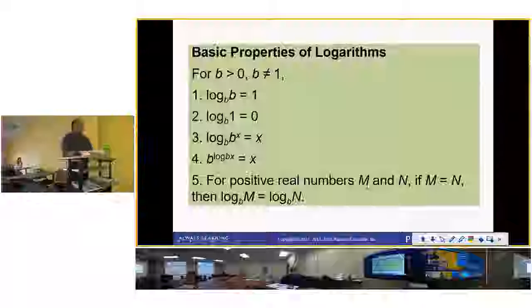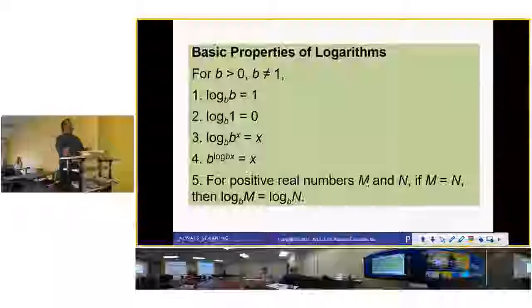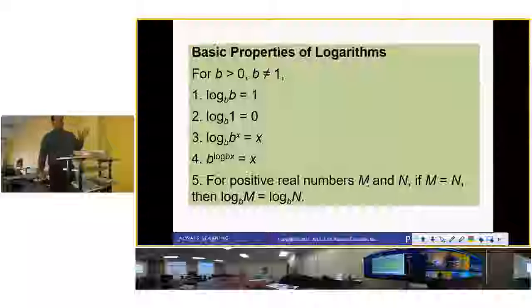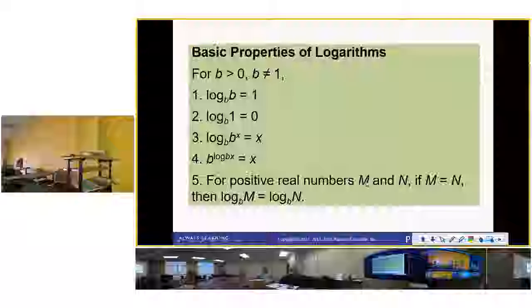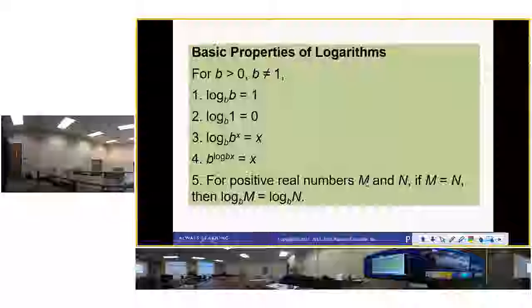Okay, there's the rules in case you were not here the other day. These are the basic properties that we ended class with whenever y'all were here last. Okay, so log base b, and I wanted to highlight this.